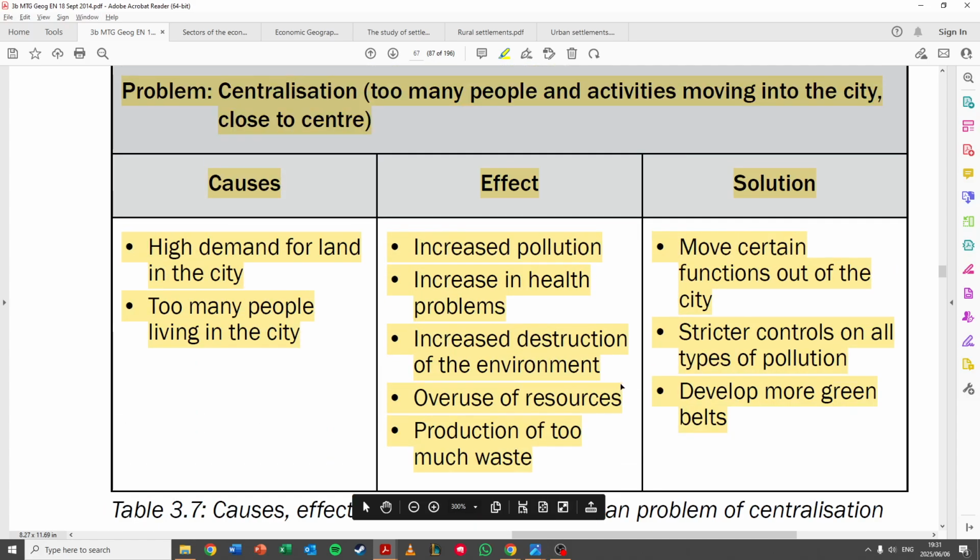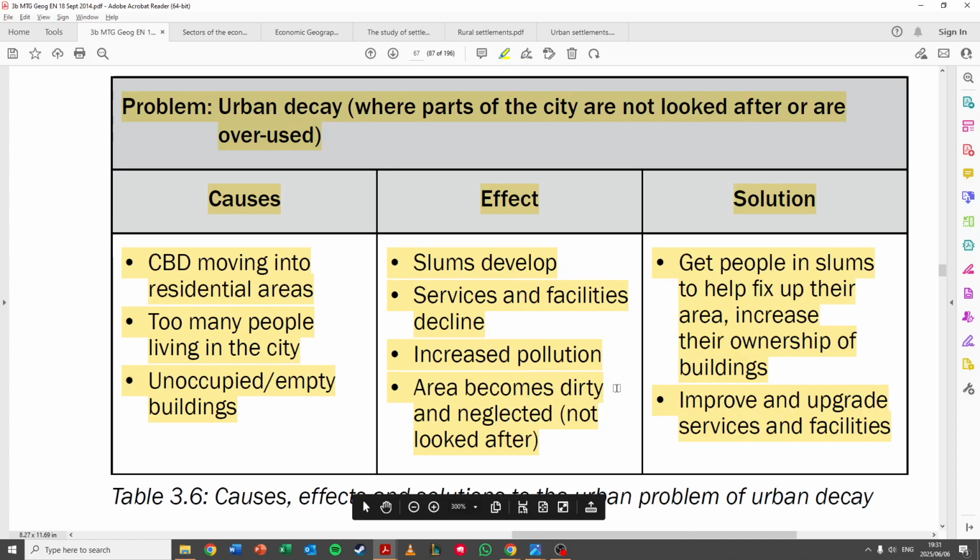Then our next one was urban decay. So this is where parts of the city are not looked after or are overused. The causes, the CBD moving into residential areas as it obviously grows. There's too many people living in the cities and occupied and empty buildings. So the effects of this, there are going to be slums that develop. Services and facilities are going to decline in the area. There's going to be increased pollution and the area becomes dirty and neglected because it is not looked after.